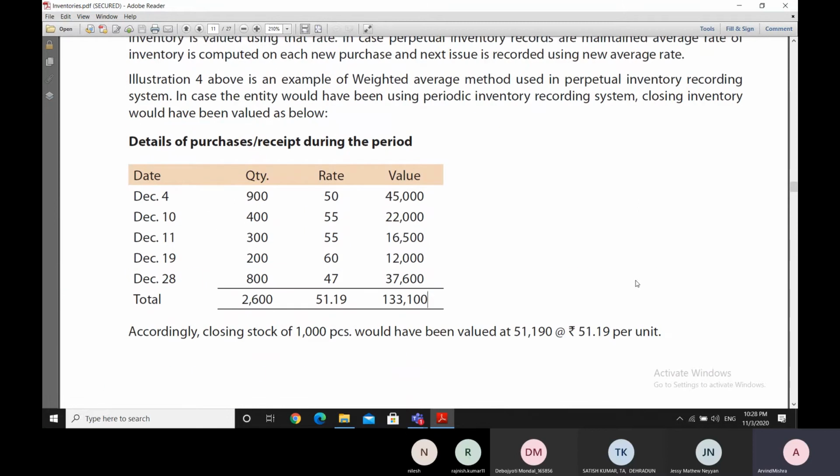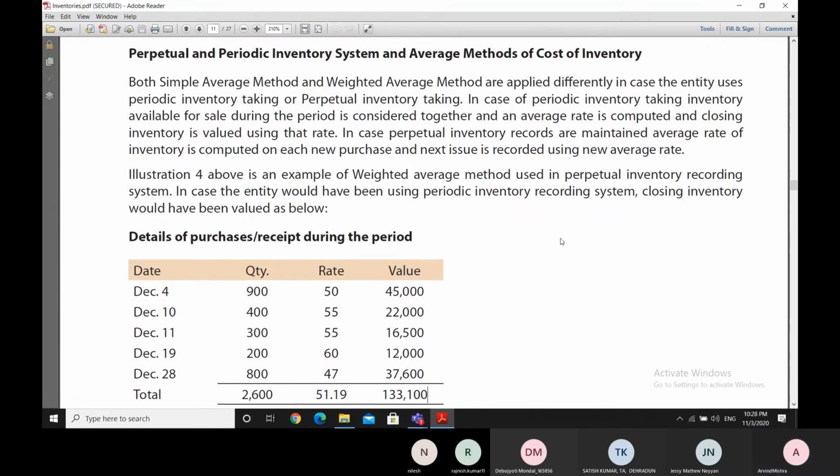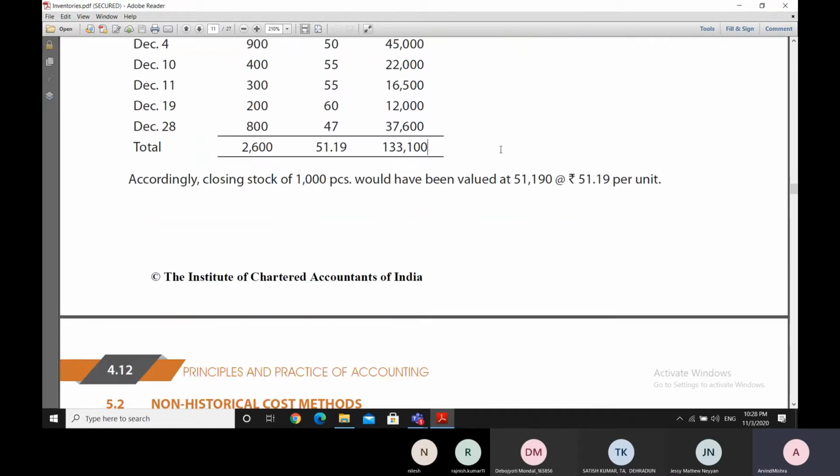Which therefore means that the weighted average method, when used in case of the periodic inventory recording system, will give us a different valuation of the inventory when compared with the weighted average method used in the perpetual inventory recording system. So in both the periodic inventory recording system and perpetual inventory recording system, the same method is giving a different valuation.